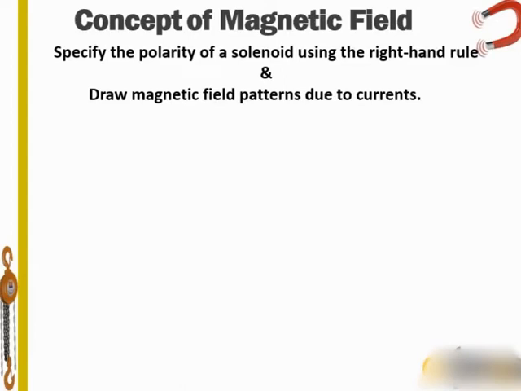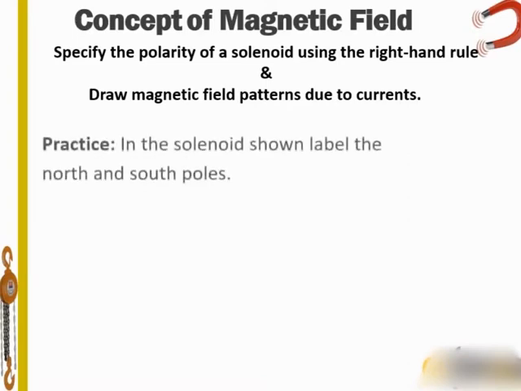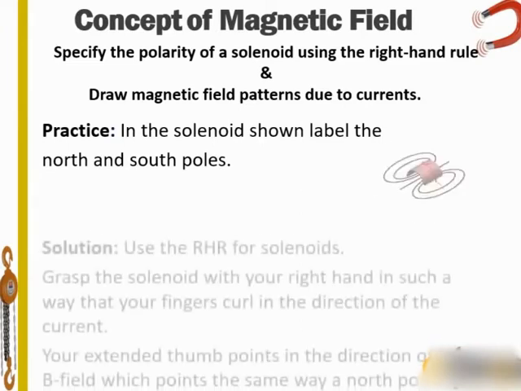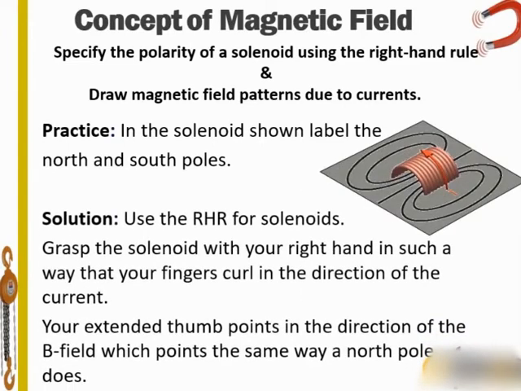Now you probably realize that the ability to specify the polarity of a solenoid using the right-hand rule is quite an important feature of being able to draw the magnetic field pattern due to current. Because in order to draw the magnetic field patterns, you need to have an idea of the north and the south pole. That's what we mean by the polarity. In other words, which end of the solenoid or the bar magnet is the north and which is the south pole.